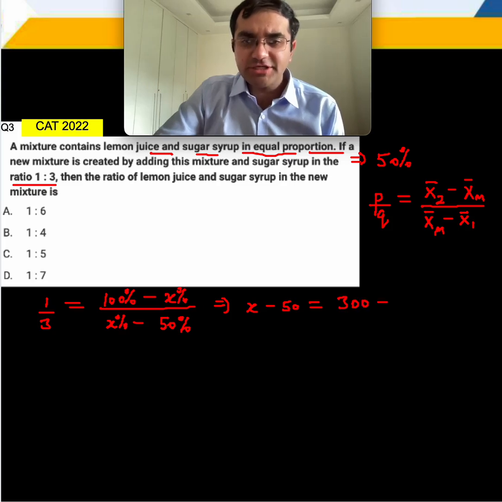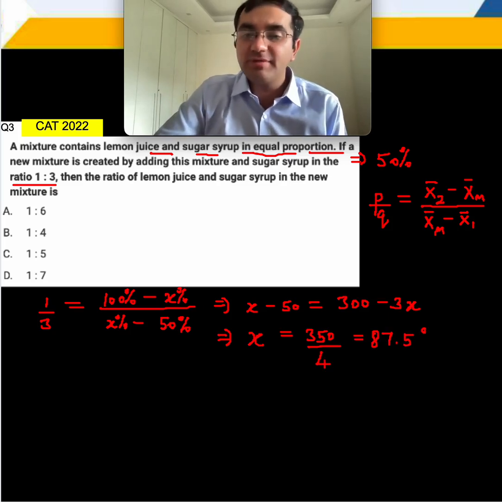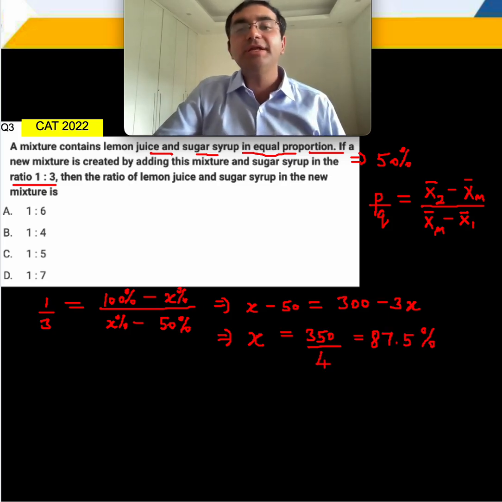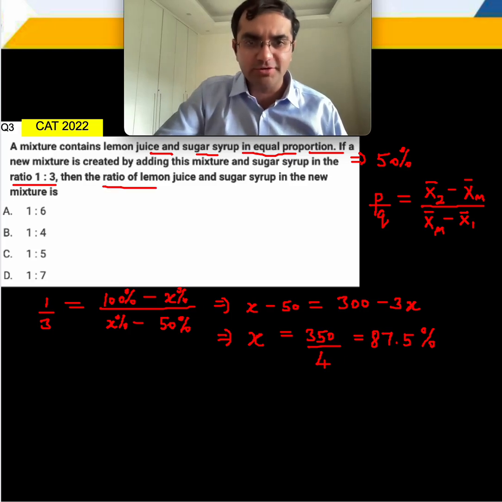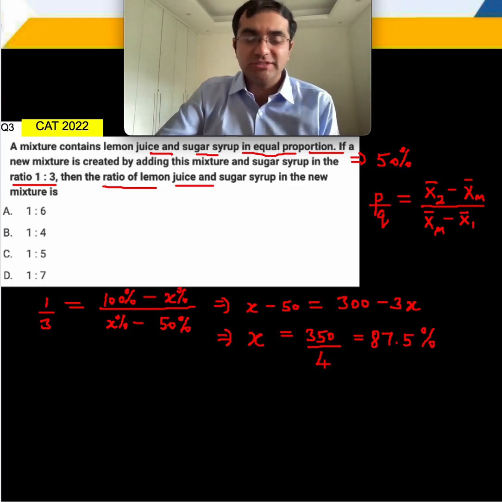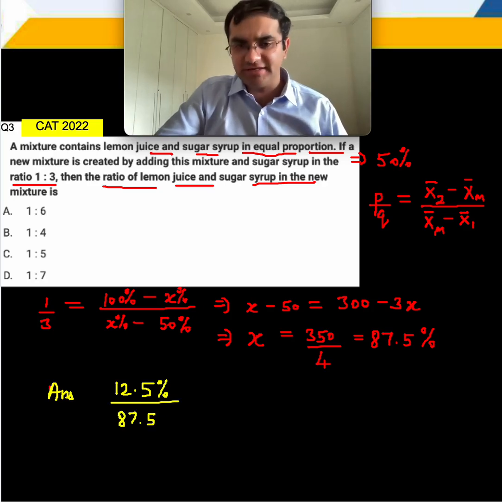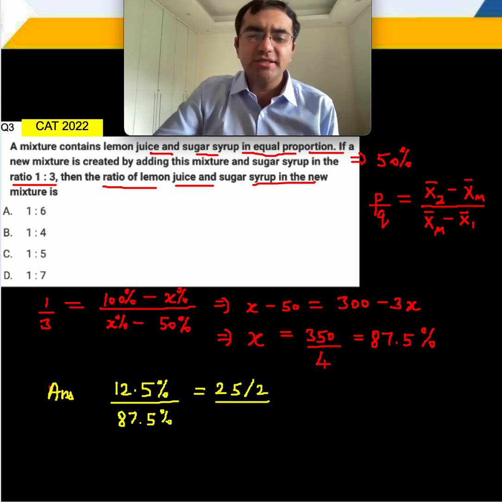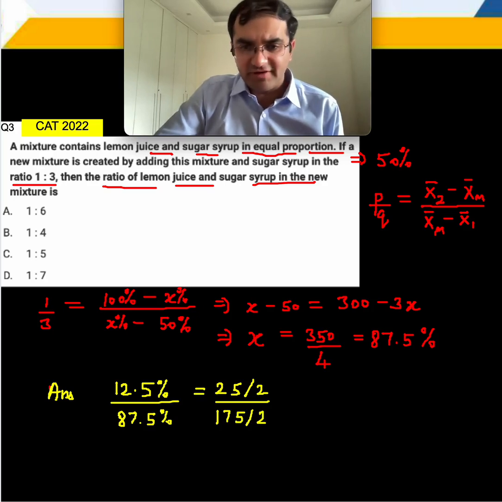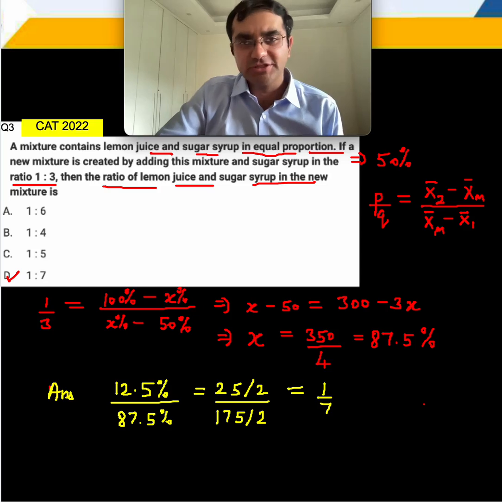Obviously it's in percentage, cancel, x का value आ जाता है आपका 350.4, that's 87.5% sugar, that means remaining 12.5% lemon juice. Question says ratio of lemon juice to sugar syrup. Lemon juice is 12.5%, sugar is 87.5%. Percentage cancel, 25.2, 175.2, you get the answer as 1 upon 7, that is D part for question number 3.